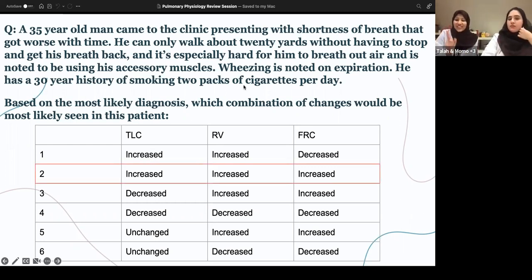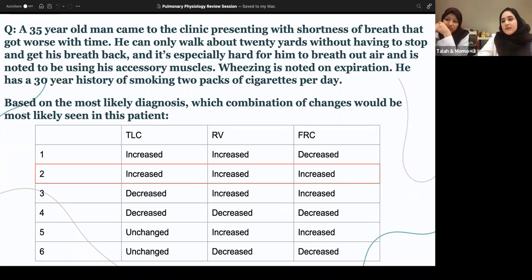Okay. So we got this question in our TBL in first year, and I still remember it. Your answer all depends on how you diagnose this patient, right? There are hints in the question itself. Wheezing is noted on expiration, especially hard for him to breathe out air, not breathe in, and he's using his accessory muscles. Now emphysema is destruction of the walls of the alveoli, so there's no problem in breathing in, and all the lung volumes will increase, but there's a problem in breathing out or exhaling.